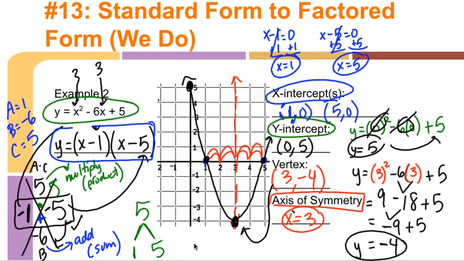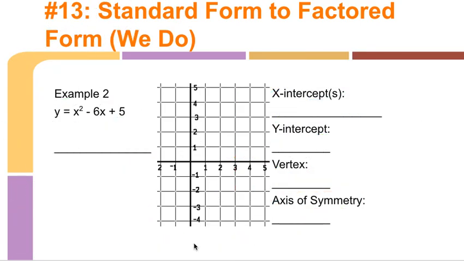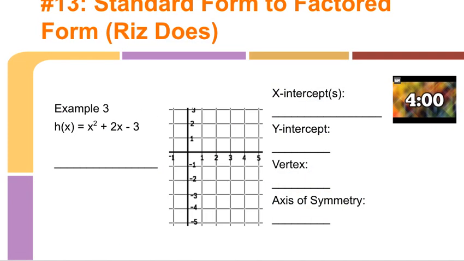Okay, and here's the last example. Again, we're first going to convert it into factored form so that we can figure out x-intercepts, y-intercept, vertex, axis of symmetry, and so on. So I've got A, B, and C. A is 1, B is 2, C is negative 3. Notice how I keep the sign, positive 2, positive 1. Okay?